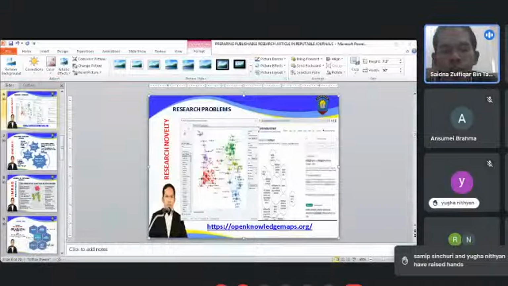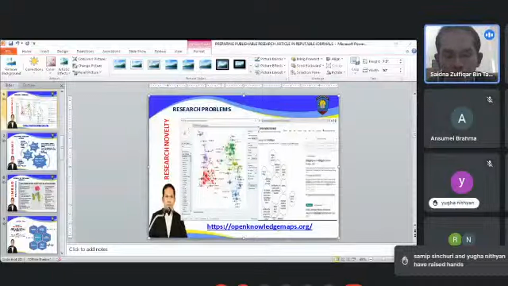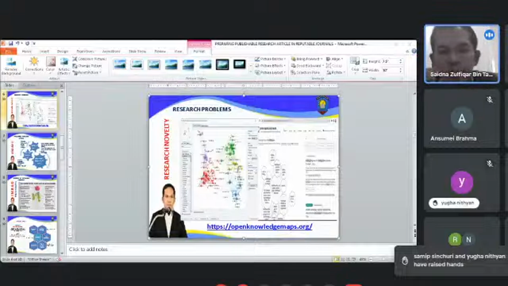And keywords must consist of 5 to 6 words. So try to make specific words become our keywords to make it easy to find in a search engine when we try to find our research article or our research in a search engine.